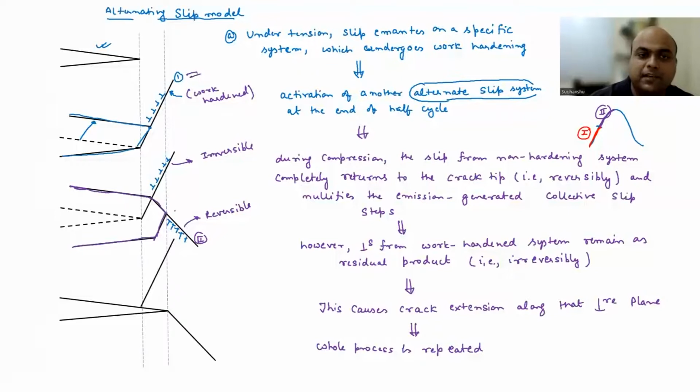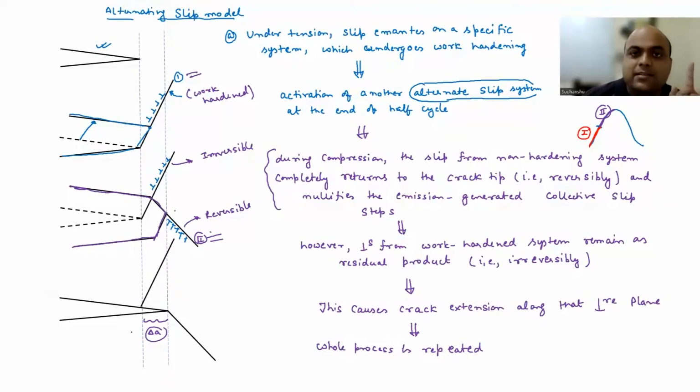You have work hardening in slip system 1. So slip system 2 gets activated. Now the first slip system is irreversible because it has already work hardened. Okay. So in slip system 2, you have reversibility, right? Slip reversibility. That is what I have written here. So during compression, the slip from the non-hardening system, which is slip system 2 here, completely returns to the crack tip and nullifies the emission generated collective slip, right? So you can imagine that, because of the slip reversibility, it closes, right? The crack which opened because of the slip emission in slip system 2 closes back, right? And that leads to the extension of the crack, right? So instead of both the slip systems getting activated as in the blunting model, here one slip system gets activated first and then alternative slip systems get activated. That's why the name is given as alternating slip model.